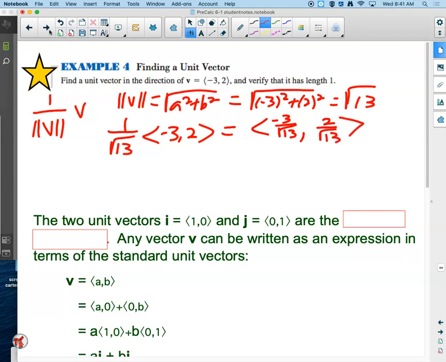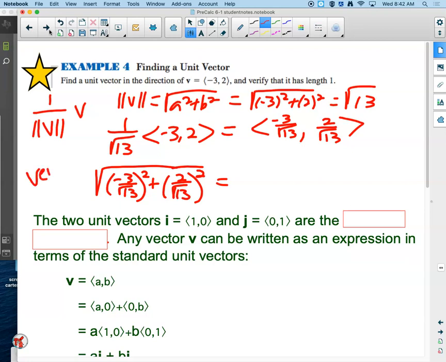But what we do need to do is verify that, in fact, the length of that vector is now going to be 1. 1 unit for a unit vector. So now I have my new vector, and I want the square root of... since it's the vector in component form, again, my tail would have been at 0, 0. So it's going to be negative 3 over the square root of 13 squared plus 2 over the square root of 13 squared. So this is how we verify.